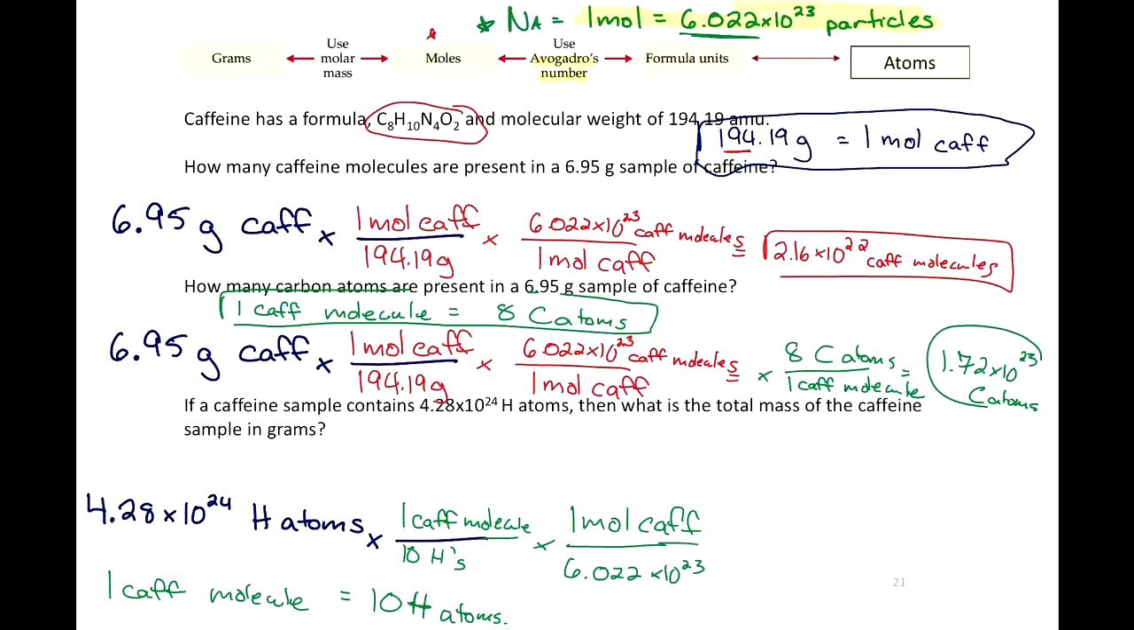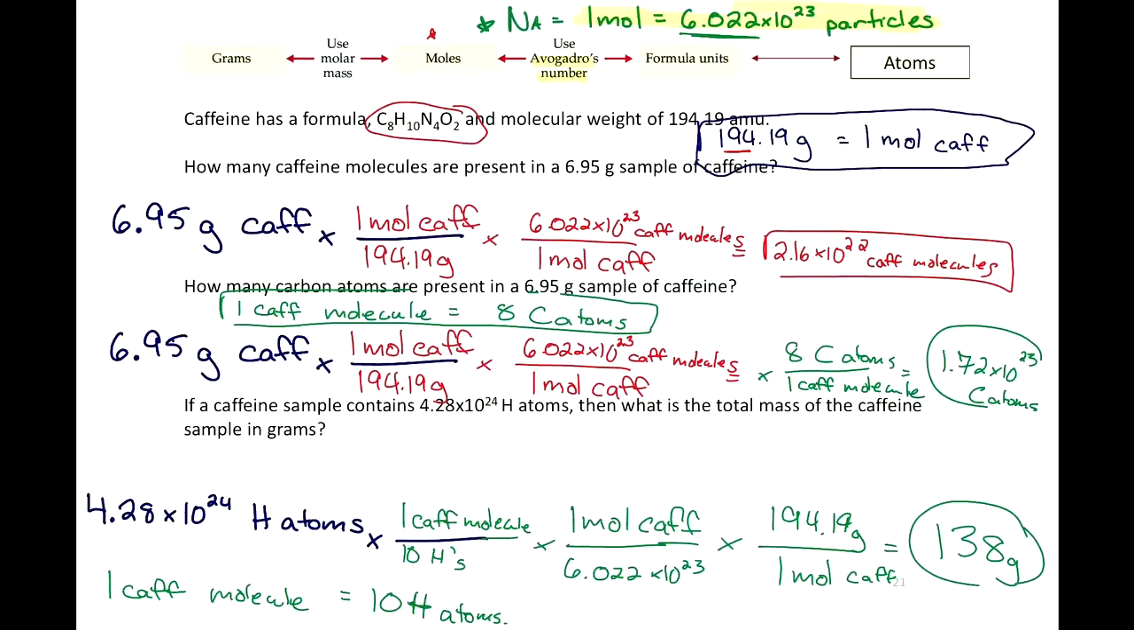So now I'm in moles of caffeine. This is now where I can use the molar mass of caffeine. For every 1 mole of caffeine, it weighs 194.19 grams. All right, and so this full sample will weigh 138 grams. So the step here is we got to scale those hydrogen atoms to how many molecules of that thing that we actually have.